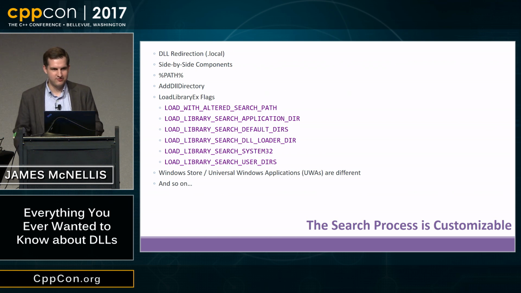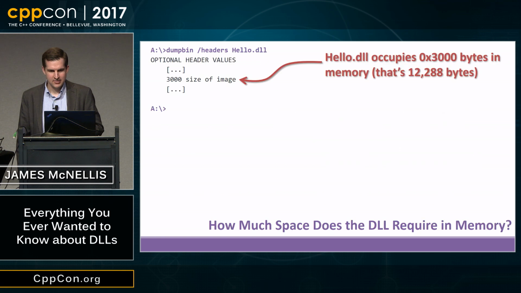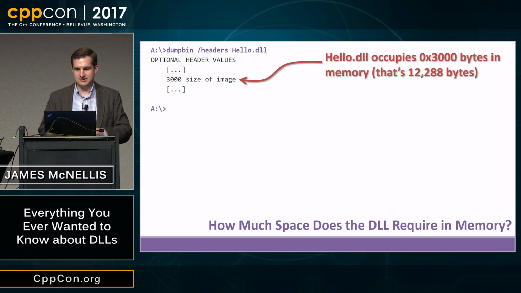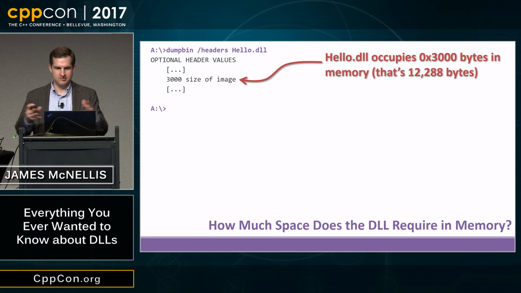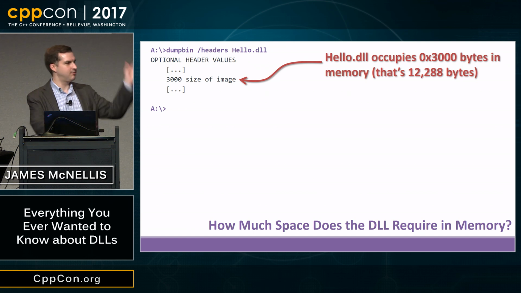All right, so the loader has found the DLL it's looking for. In our case, it was easy. It was just right next to the exe we were running. But it now needs to map that DLL into memory. So it's going to open up the DLL, look at the header, and say, excellent, hello.dll occupies hex 3,000, basically 12,000 bytes in memory. So I'm just going to copy the whole file into memory.